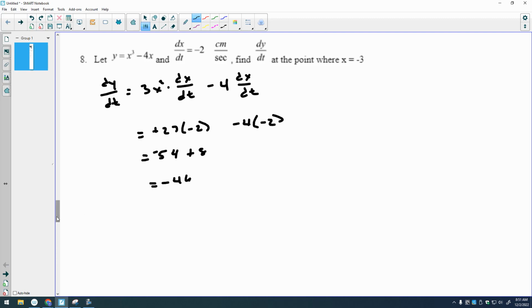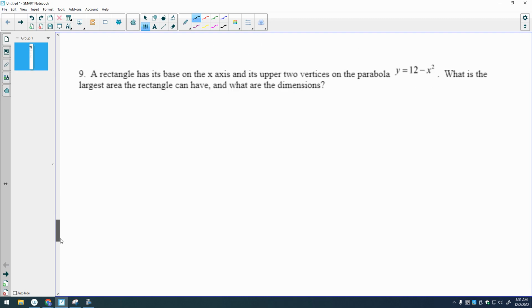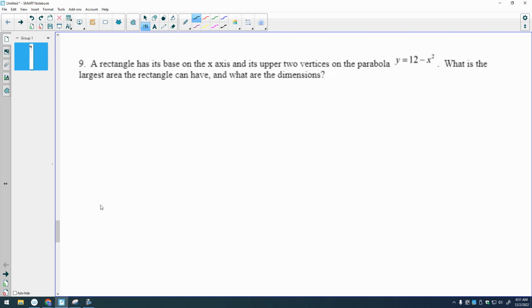All right. Question 9. Rectangle has a base on the x-axis. Its upper vertices are on the parabola given. What is the largest area?